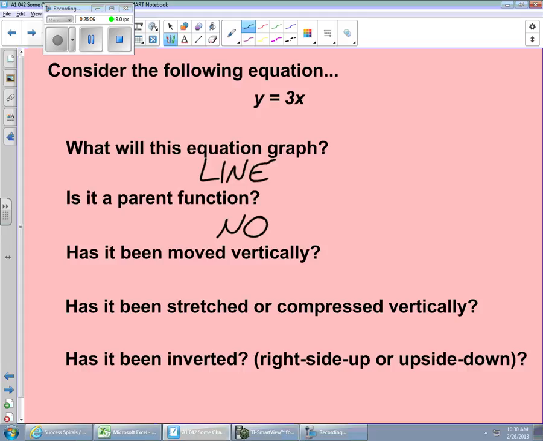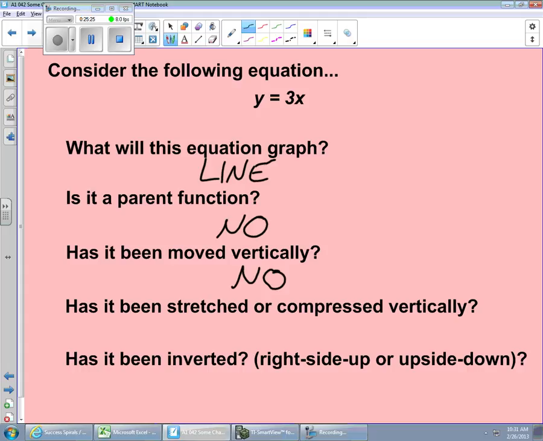Okay, so this graph has been stretched, and we'll get to that here in a second. Has the graph been moved vertically? No. How do you know it hasn't been moved vertically? Is there a number added or subtracted onto the equation at the end? It's not. So this graph passes through the origin, so it has not been moved.